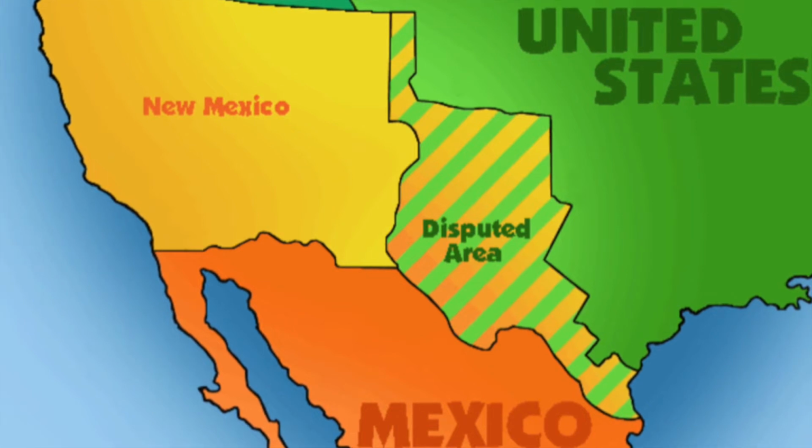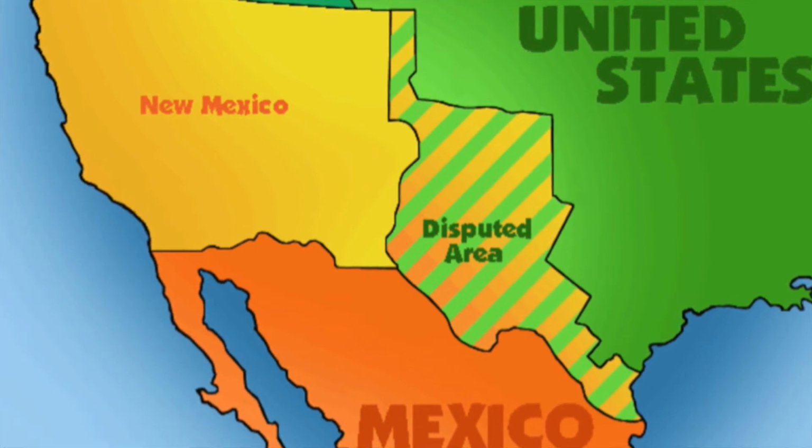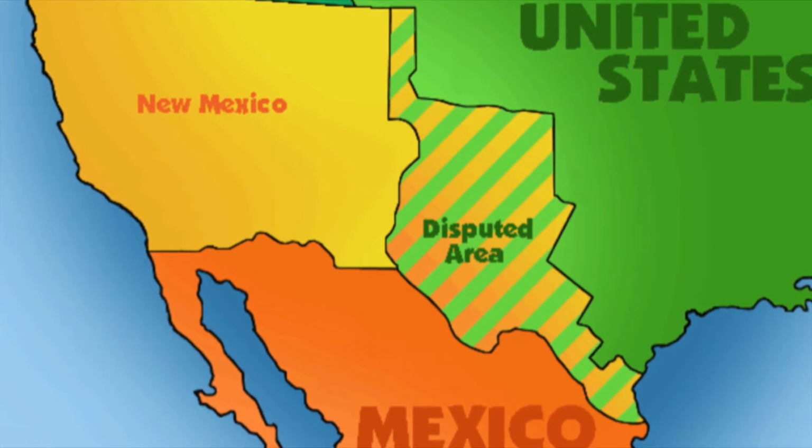So what's going to happen is Mexico is going to send its military up to the Nueces River to try to maintain control of that area, and James K. Polk is going to see this as an act of war and issue to Congress the need to declare war against Mexico.